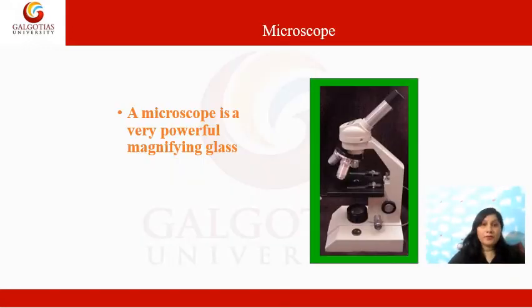Now, before coming to the compound microscope, let's recall what a microscope is. A microscope is an instrument, or you can say a powerful magnifying glass, that magnifies the image of the object in better resolution so that we can see it with our naked eye. Previously, it was not visible to our eyes due to its micro size.